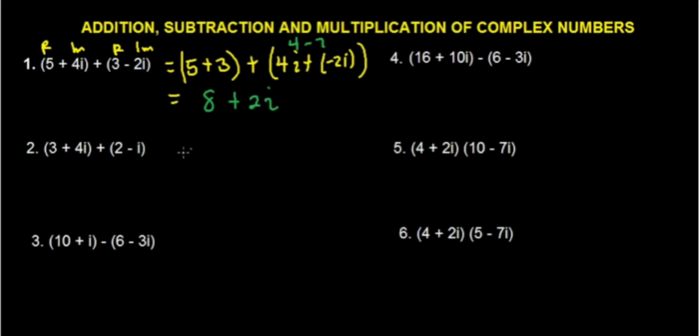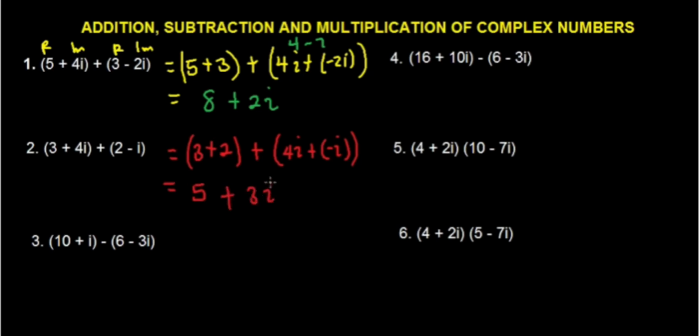Very simple and straightforward. Suppose you want to do the second one also, you add the real and the real. The real here is 3, that is 3 plus 2, plus the imaginary is 4i plus minus i, and adding it together, I'm going to be having 5 plus 3i. Okay, very simple.